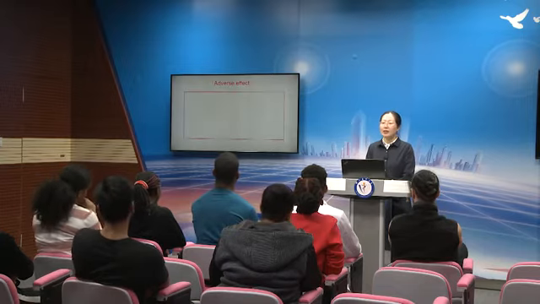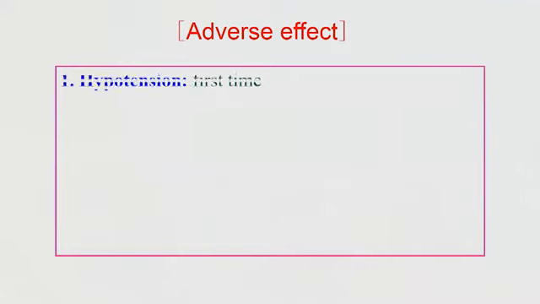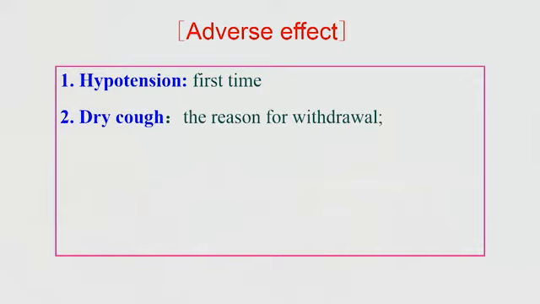The first adverse reaction: we use ACEI to treat hypertension, vasodilation, reduce blood pressure, but in our patients, especially in the early stage, it will induce postural hypotension. And we call this the first-dose phenomenon. Because just now we mentioned ACEI can increase bradykinin, the major adverse reaction is the dry cough.